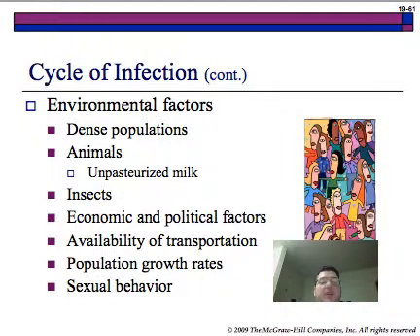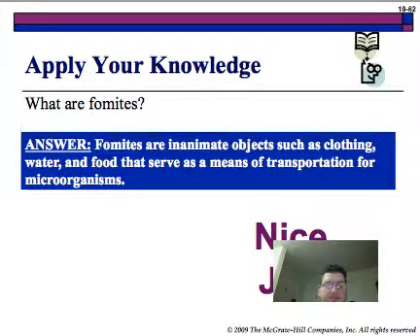Some environmental factors: dense populations, animals, unpasteurized milk, insects. You know, there's a lot of talk about the West Nile virus around the Dallas and Houston areas. Economic and political factors: availability of transportation, population growth rates, and sexual behavior.